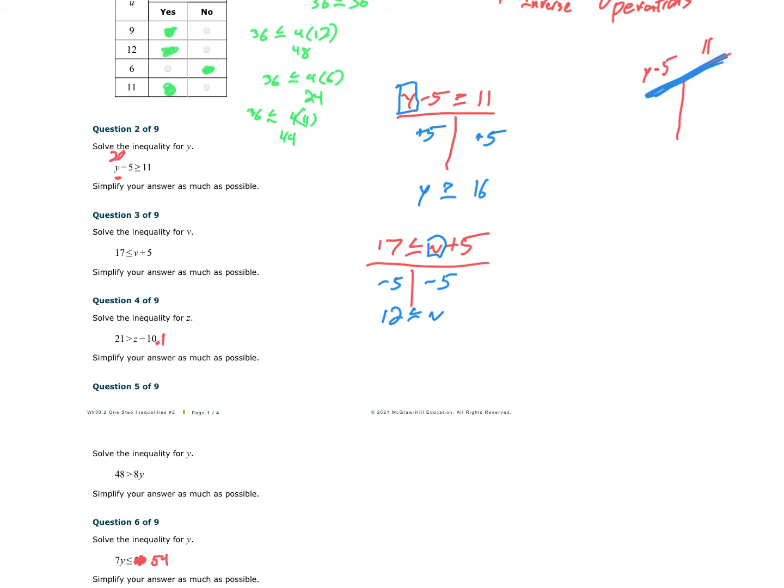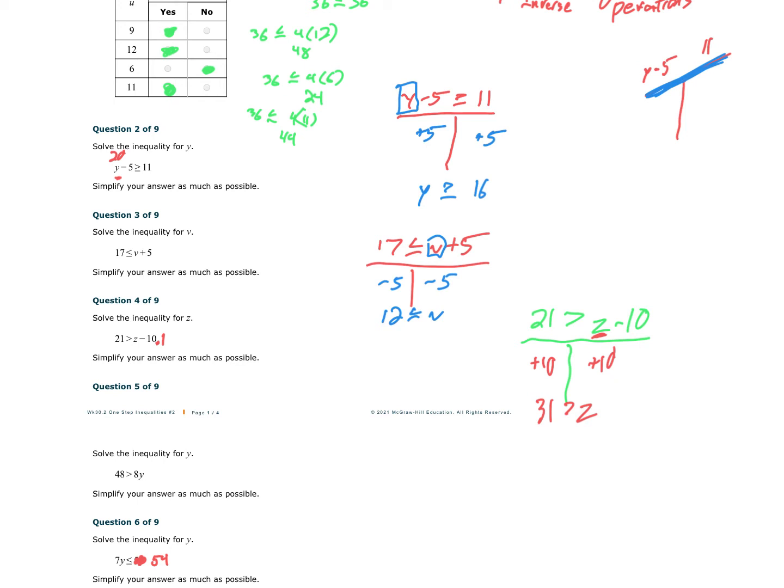All right, question 4. 21 is greater than z minus 10. Draw your balance. We want to get the z alone. To do that, we get rid of minus 10, so we add 10 to both sides. 31 is greater than z.